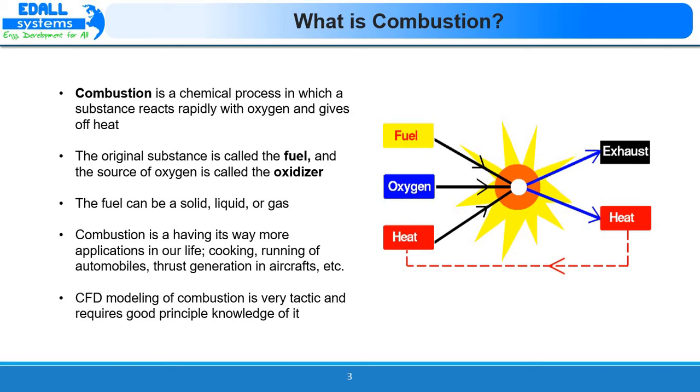Combustion is nothing but a chemical reaction in which a substance reacts rapidly with oxygen and gives off heat. The substance which reacts with oxygen is nothing but fuel. This fuel may be present in any form: solid, liquid or gas. For combustion to happen, three ingredients are required: fuel, oxygen and a little bit of heat, which we call ignition. With these three ingredients we can have a combustion which will give products, some exhaust, and which will produce some heat.